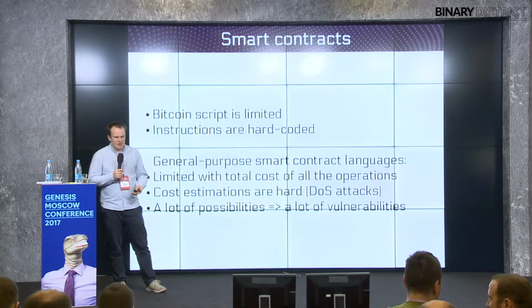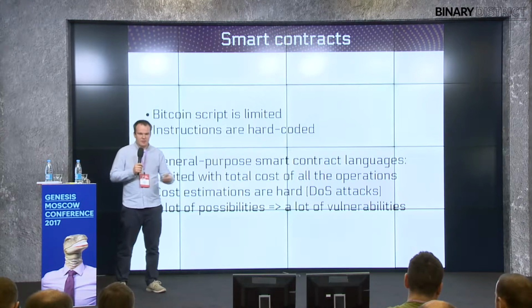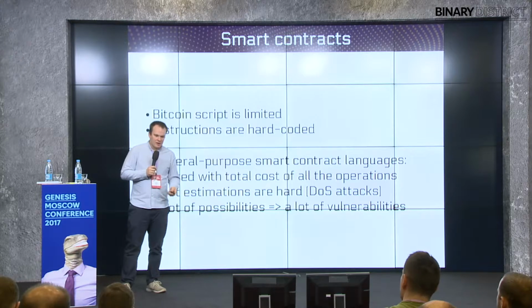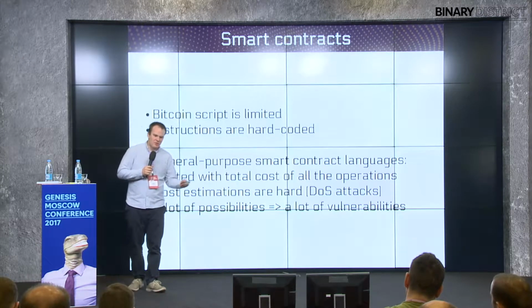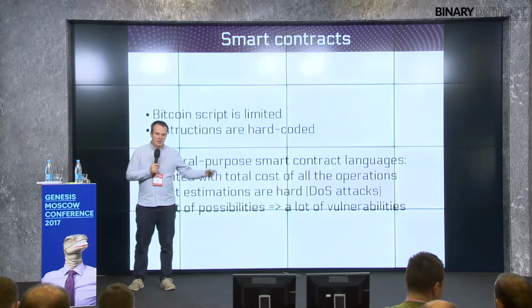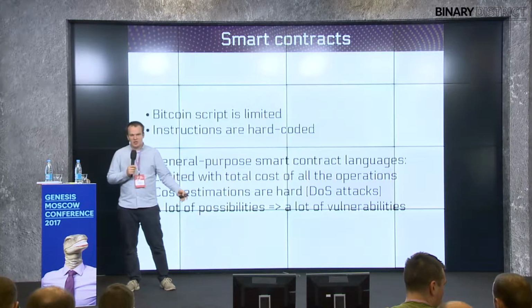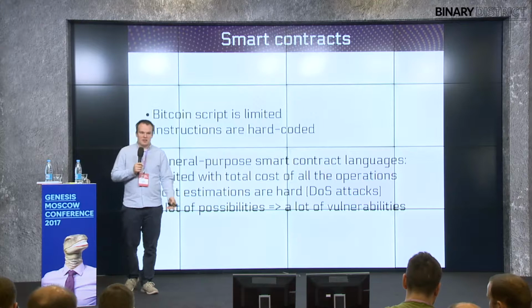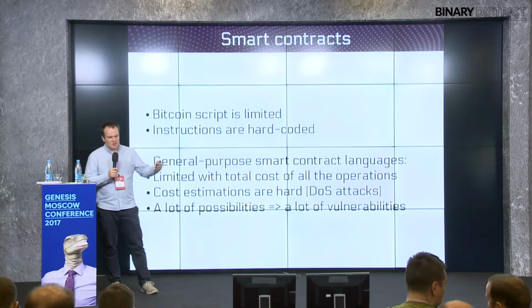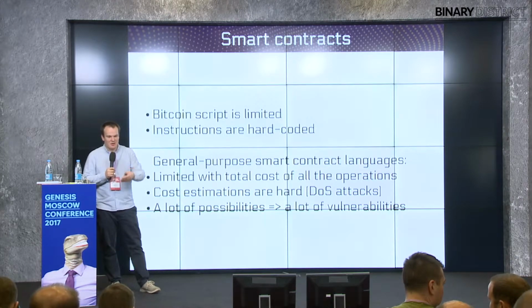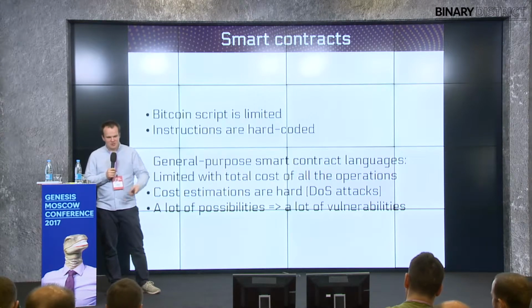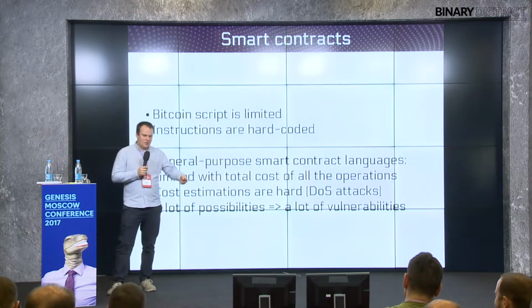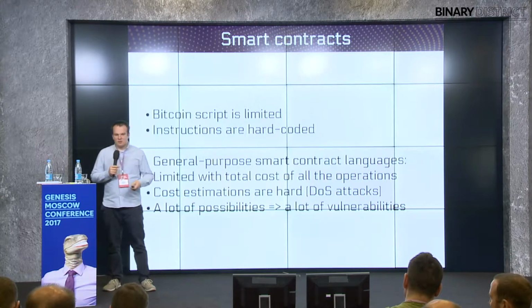It's impossible to really estimate all the possible computations, and Ethereum will always have problems with these DDoS attacks because now these computations are cheap, cheap in price of gas, but they're really hard to evaluate and so on. And also a lot of possibilities leads to a lot of vulnerabilities.